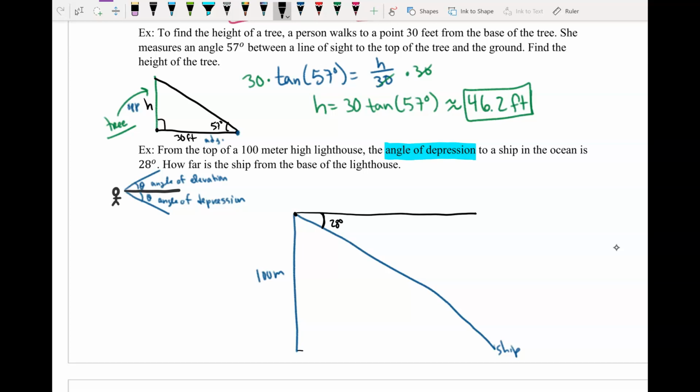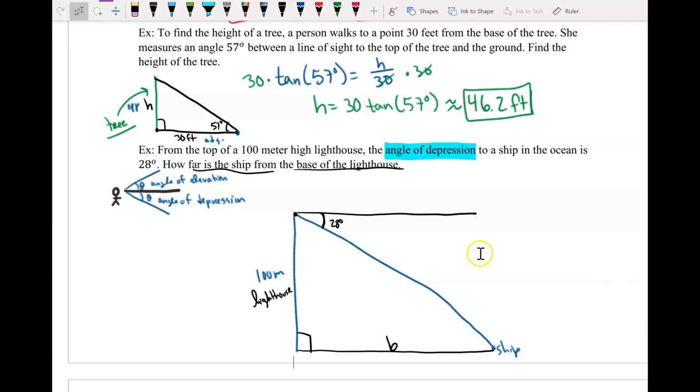And what we're looking at is, so here's the lighthouse again. How far is the ship from the base of the lighthouse? So we're looking for this. Let's just say this is the base. So this forms a 90-degree angle.